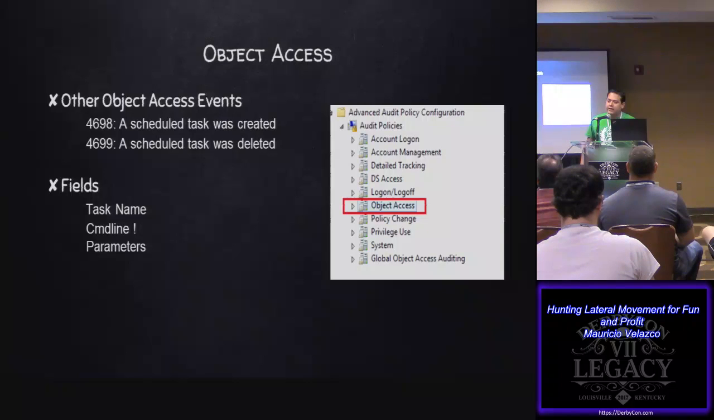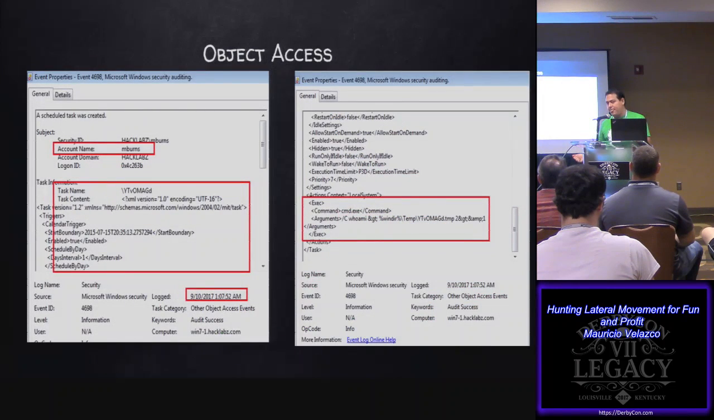The next really reliable event is object access, and this 4698 will get logged when a scheduled task is created. And this will give you interesting fields such as the task name, and also, in an XML within the event, the command and then the arguments. So that's interesting.